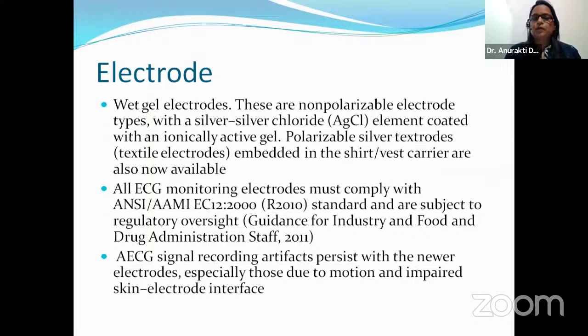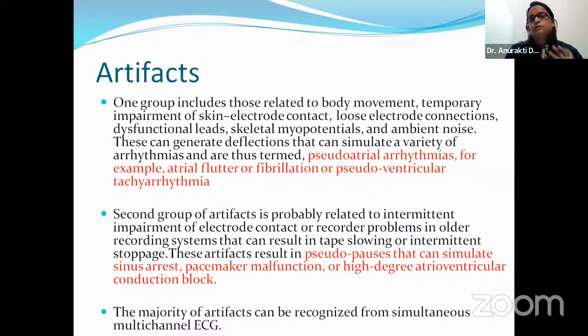The only problem with electrode placement is that if the skin is textured, like in a vest carrier or shirt, sometimes the contact with the skin is not very good and you can have a lot of artifacts. The other part which we should see is electrode placement. If the electrode moves away from its place, then there can be motion artifacts. Artifacts are very, very important to know because they can present as pseudoarrhythmias.